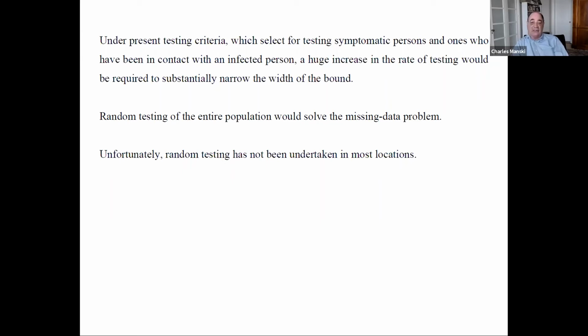Many statisticians have been saying this since the beginning of the pandemic. In the United States, I have not seen any moves towards random testing yet. People have been pleading to do it, but it just has not been done. So again, I won't say anything further about random testing for now, but it's an important point to make.